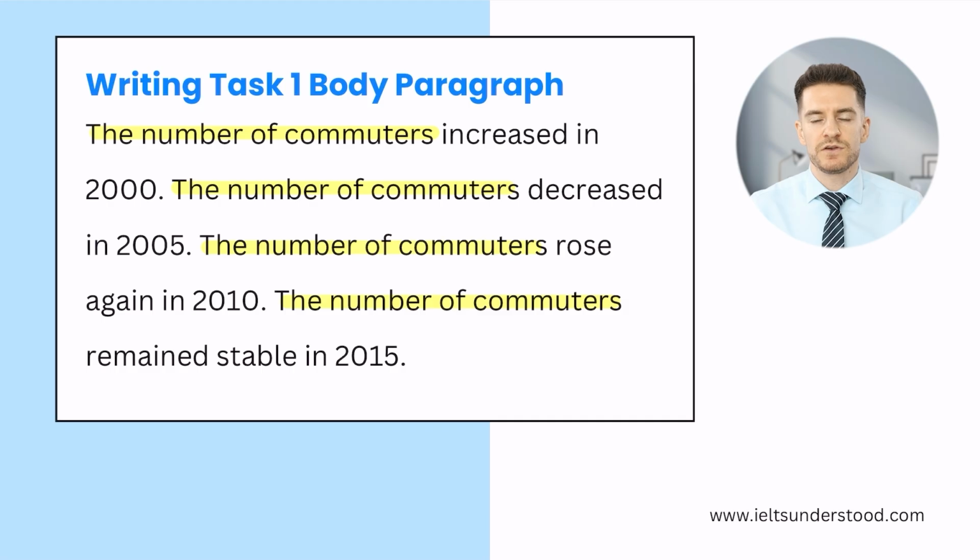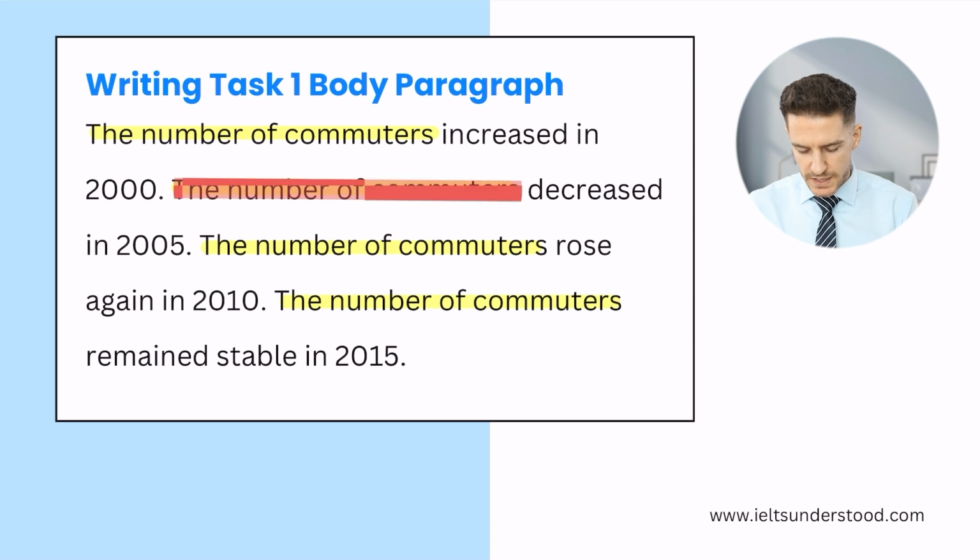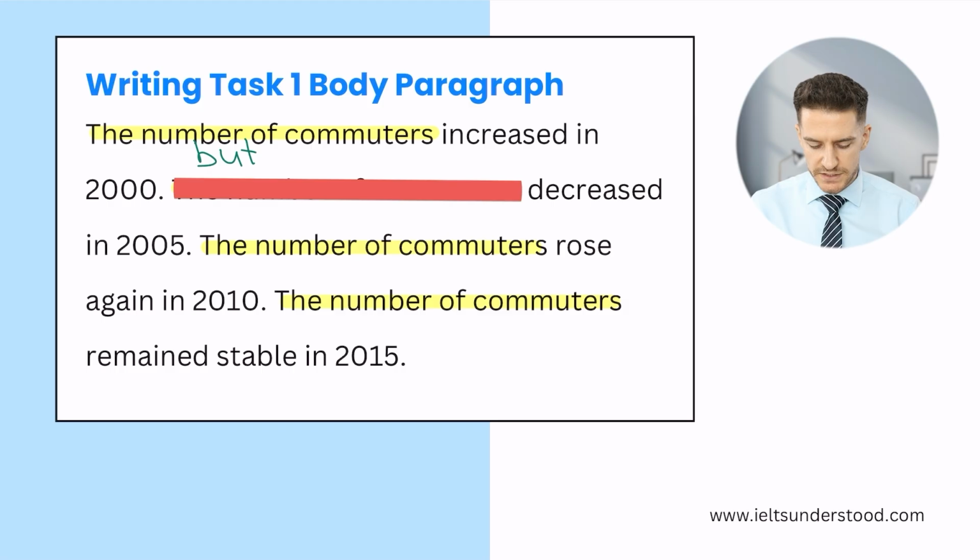So you can fix it in 2 main ways. You can use something called referencing, or you can use something called substitution. So let's quickly fix this paragraph together. So instead of saying the number of commuters in this second line, we could get rid of that. And we could just say something like but. So the number of commuters increased in 2000, maybe comma, but decreased in 2005. Now, note this is not perfect. This is not band 9 writing. I'm just trying to show you a very basic way to remove that repetition.